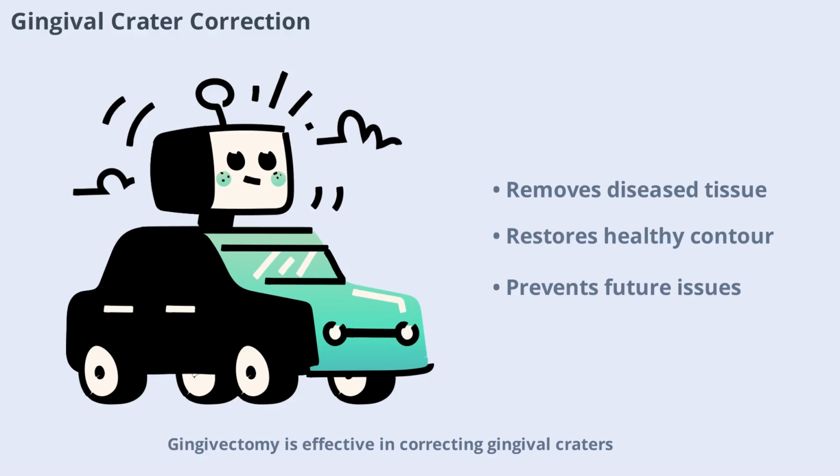Gingivectomy is effective in correcting gingival craters, which are depressions in the gum tissue often caused by disease or trauma. By removing the diseased tissue and reshaping the area, the procedure restores a healthy contour and prevents further periodontal problems. This contributes to both functional and aesthetic improvements.